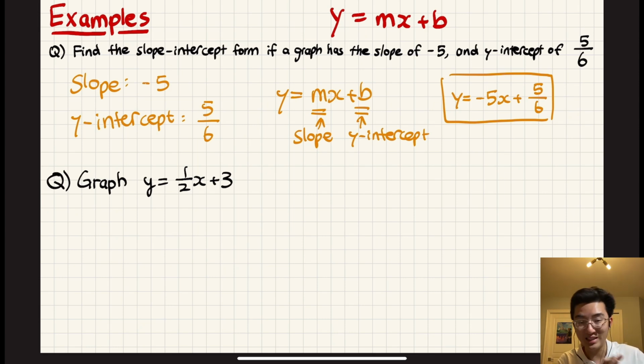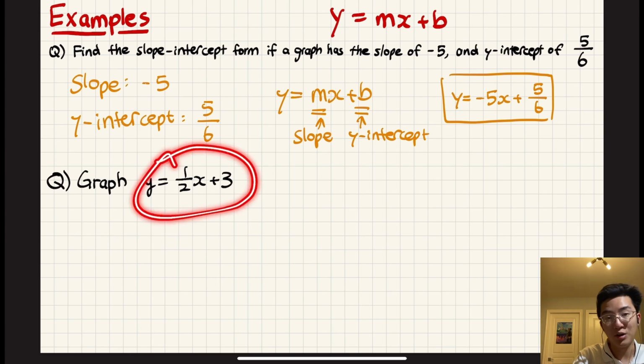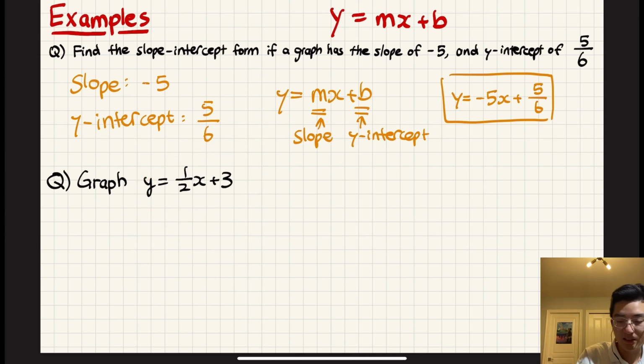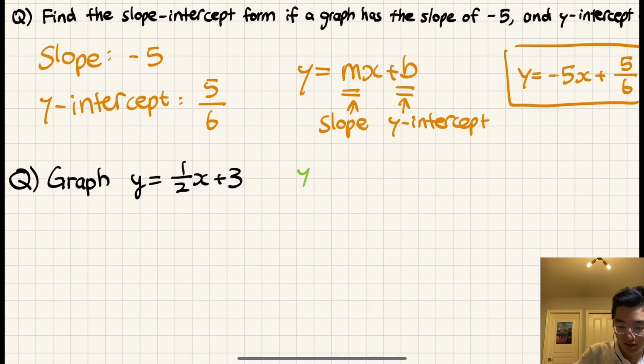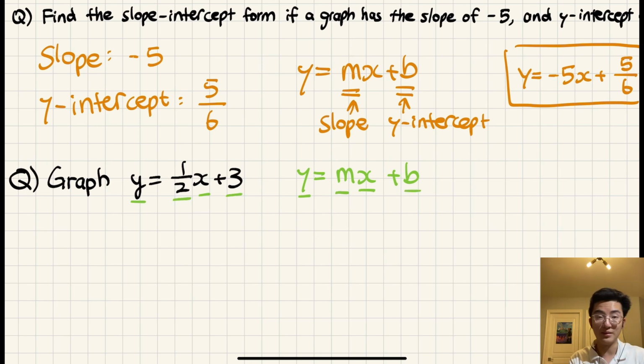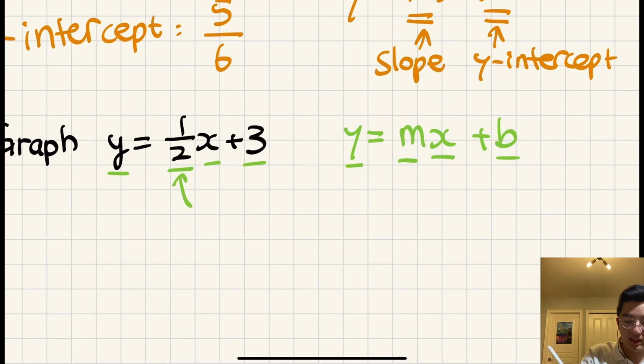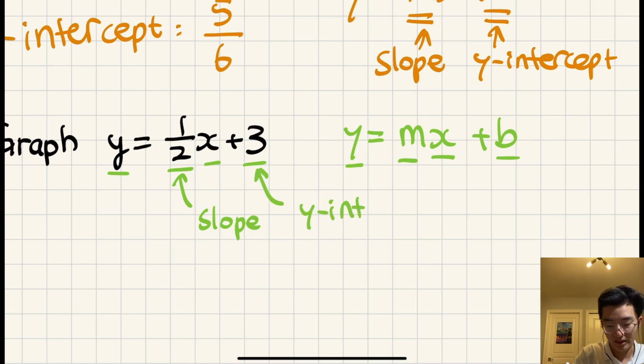We can see this in the following example. Once again, this is in our slope-intercept form. Let's do it in green here. Again, in slope-intercept form, we can see some parallels. We've got y right here, we've got x right here, and we've got a number, in this case 1/2 as the m, and 3 as the b. This number in front of the x is the slope, and this number right here is the y-intercept.